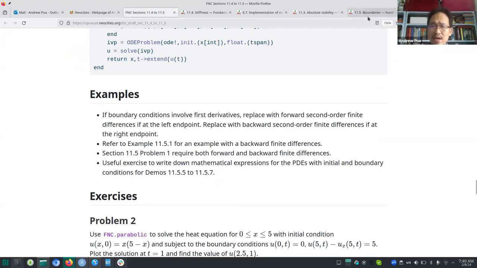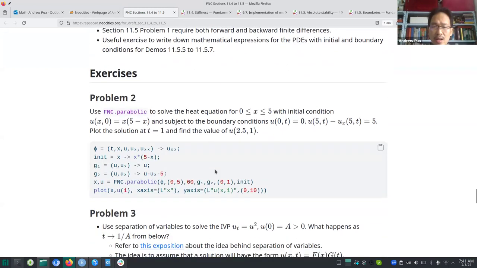And the book is not very explicit about it, but if you look at the demos, you have to try to figure out what their initial and boundary conditions are from the code. They don't say it explicitly, so it might be useful to write it down so that you have some practice if you want to do this.